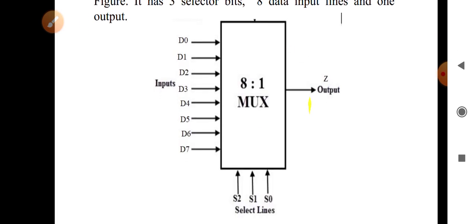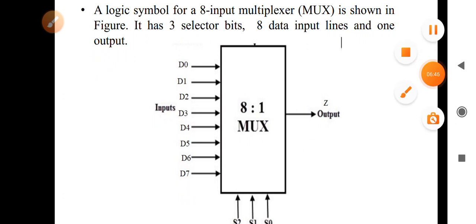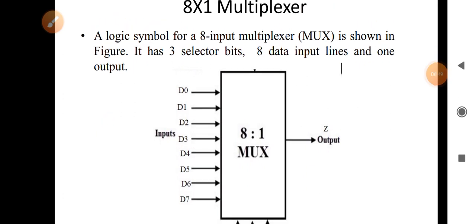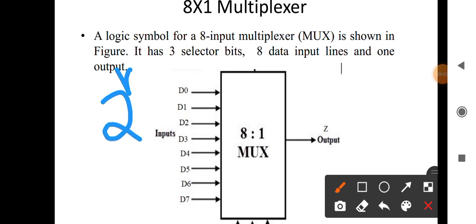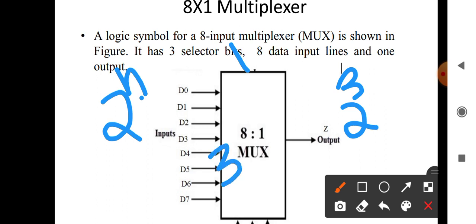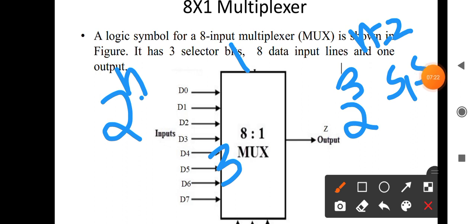For the 8 is to 1 multiplexer, the number of inputs is 2 raised to n, and the number of selector lines depends upon n. 1 is the output. For 8, 8 means 2 raised to 3, that is 2 into 2 is 4, 4 into 2 is 8. So the number of selector lines will be 3. For 4 is to 1, n will be equal to 2, which is why we have S1 and S0 as the selector inputs.